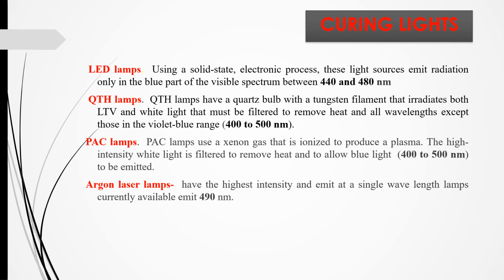And plasma arc lamps use xenon gas that is ionized to produce a plasma. The high intensity white light is filtered to remove heat and to allow blue light between 400 to 500 nanometers to be emitted. And the argon laser lamps have the highest intensity and emit at a single wavelength. Lamps currently available emit 490 nanometers.